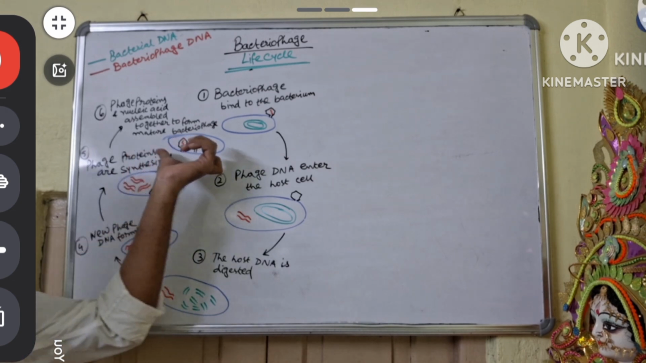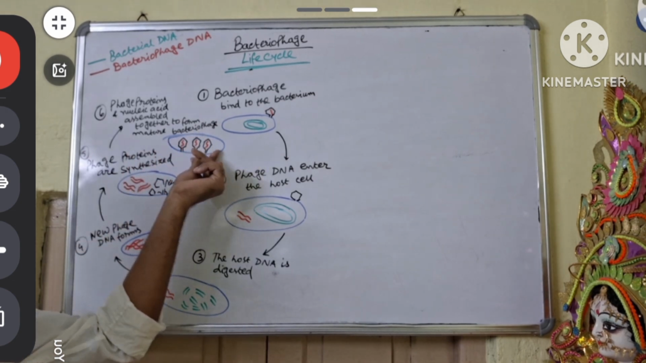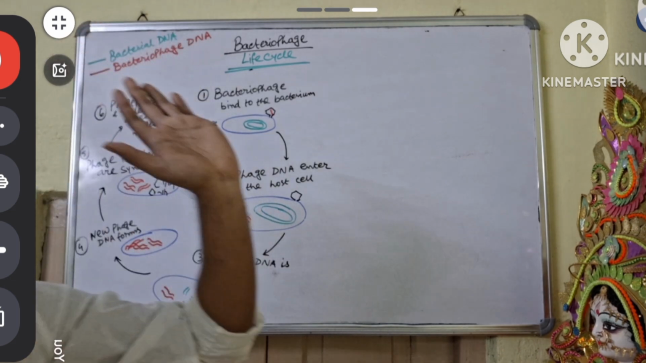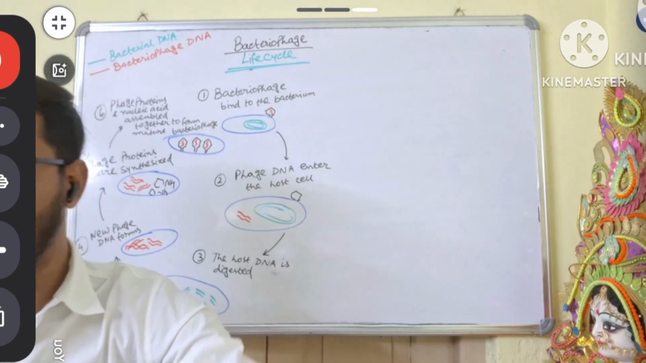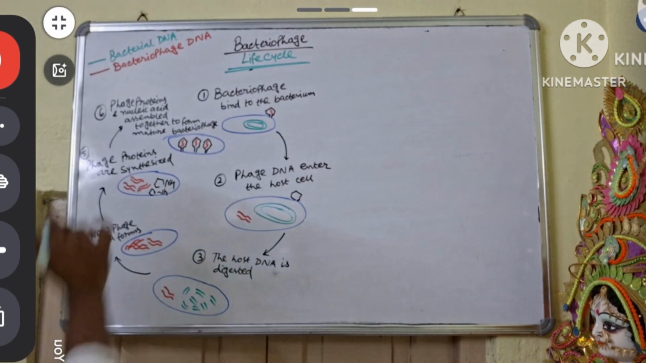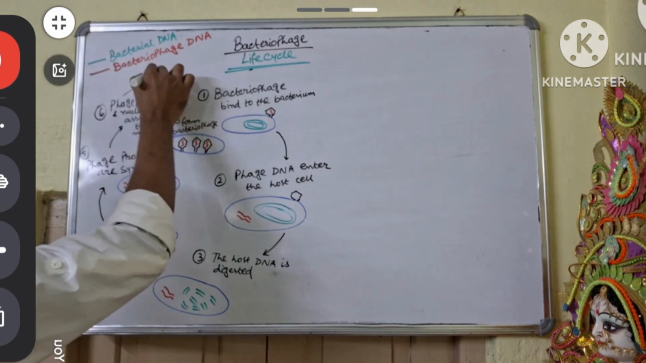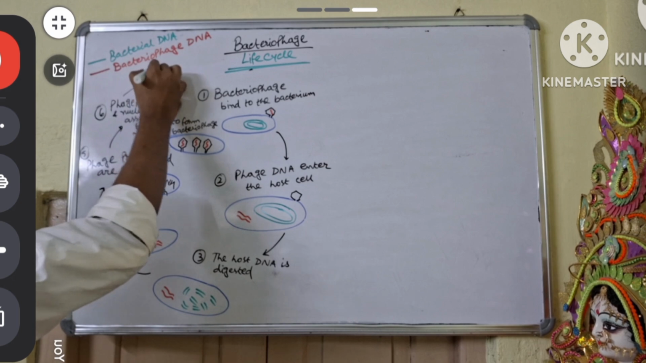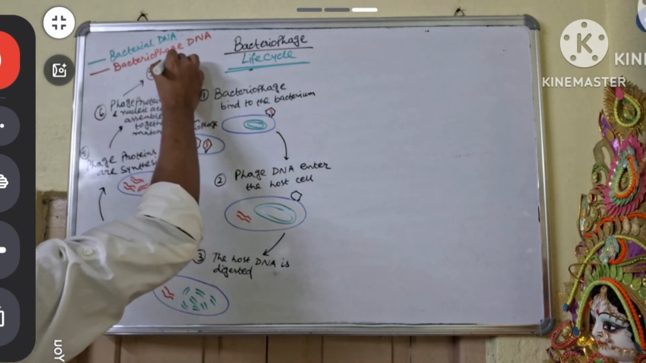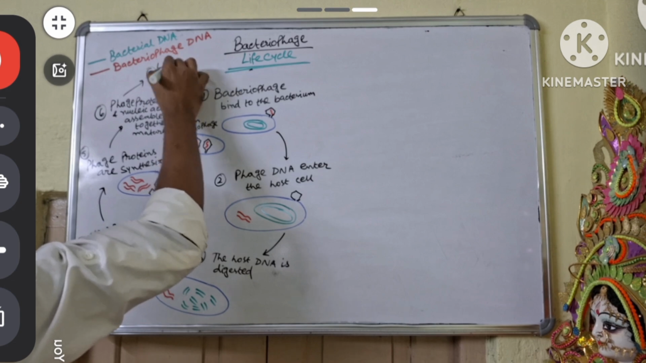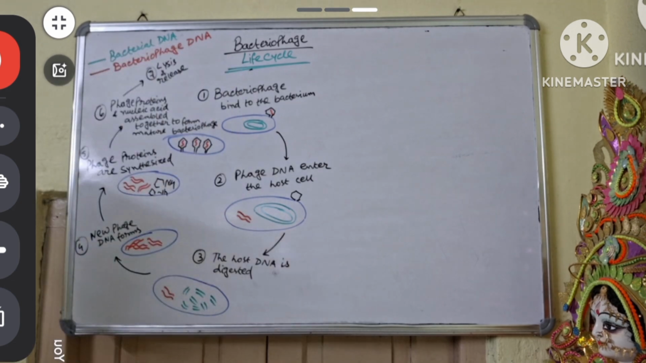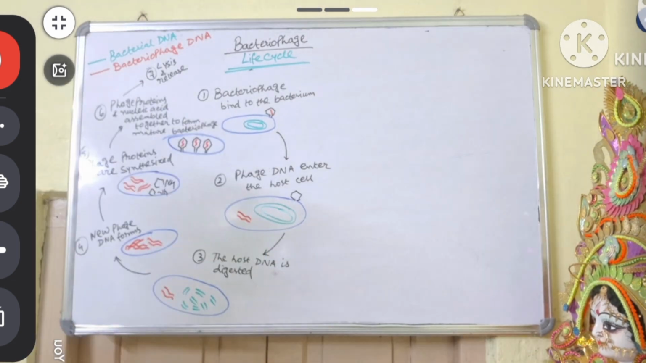After a considerable amount of production, the host cell will be lysed and release mature bacteriophage outside to start the cycle again. That's called lytic cycle. So step number 7, lysis and release to start the cycle again.